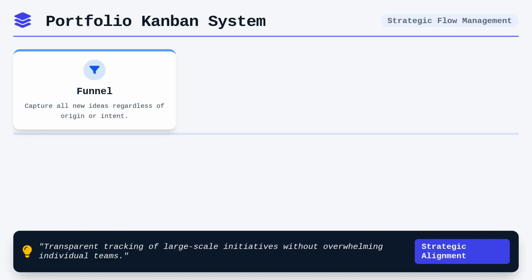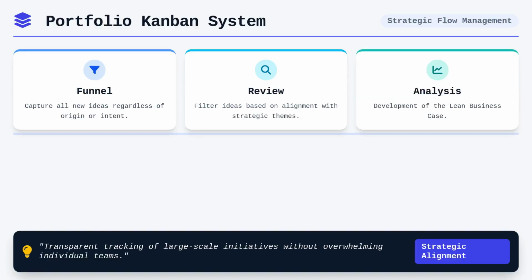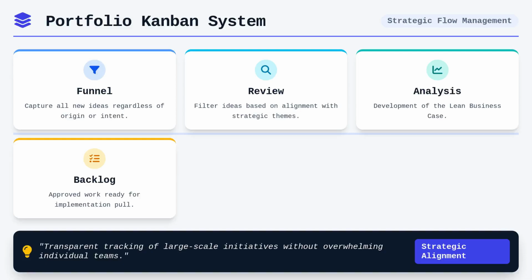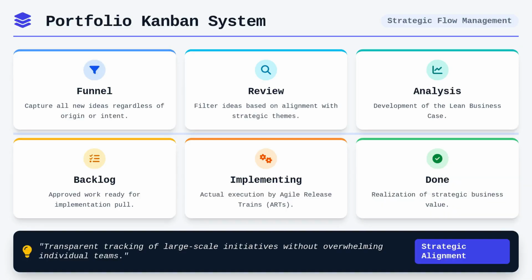In the funnel, all new ideas are captured regardless of their origin or intent. The review stage filters these ideas based on their alignment with strategic themes, while the analysis state involves the creation of a lean business case. The backlog acts as a holding area for approved work ready to be pulled into implementation. Finally, the implementing state represents the actual execution by Agile Release Trains, while done signifies the realization of value.